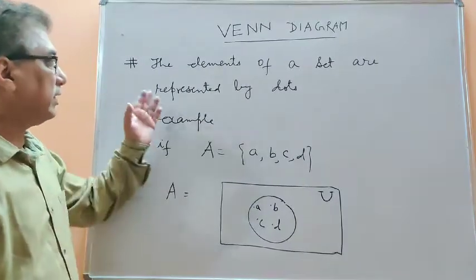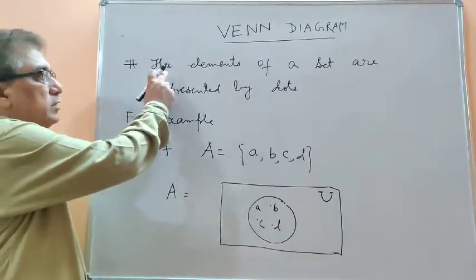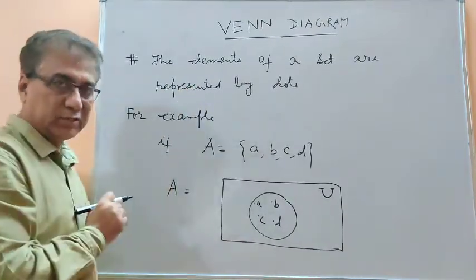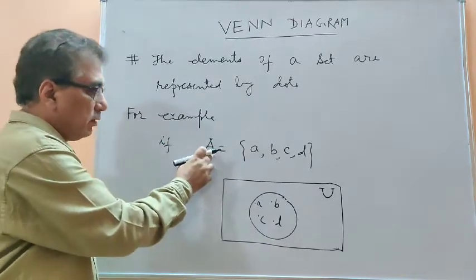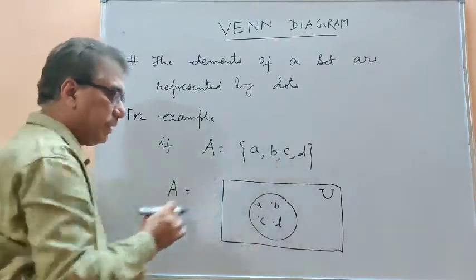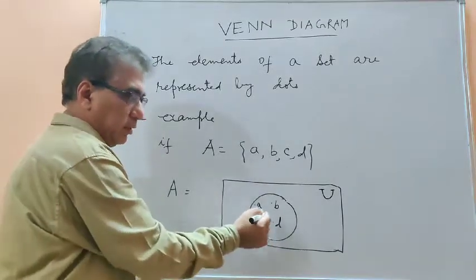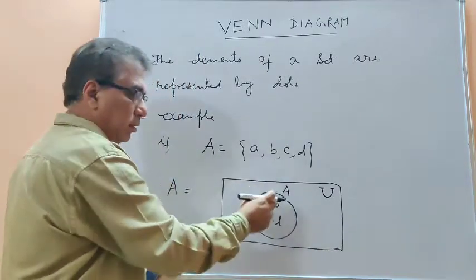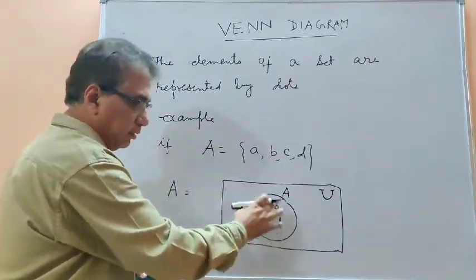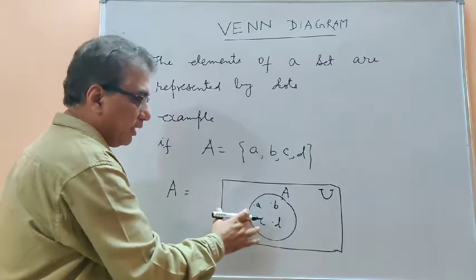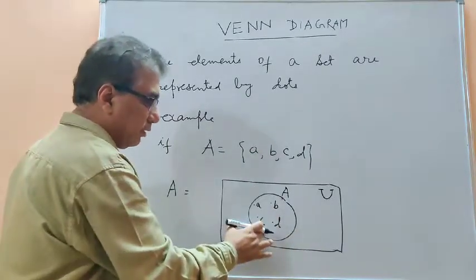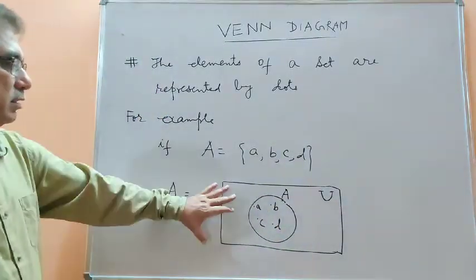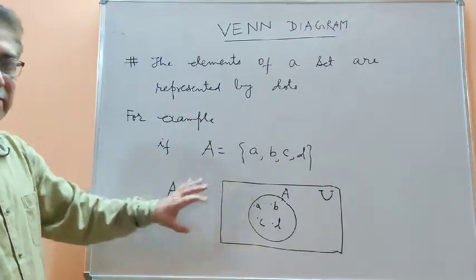Well, students, I have given one example here, but before that you must follow this point, that the elements of a set are represented by dots. Suppose I take one example, A with 4 elements A, B, C, D. Then we'll put 4 dots. These dots can be put anywhere inside A. With these dots we will attach the elements A, B, C, D that I have written here, and everything must be enclosed within the universal set. So this is the way of representing any set.